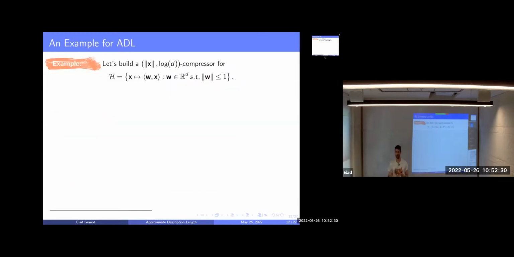Okay, and now let's see an example for a linear function class. I want to use this example for 2 reasons. First, because we're going to use it later on. And second, because I think it can help understand the definitions better, although it seems that you're pretty okay with them. So let H be the linear function class with vectors of bounded norm of 1.